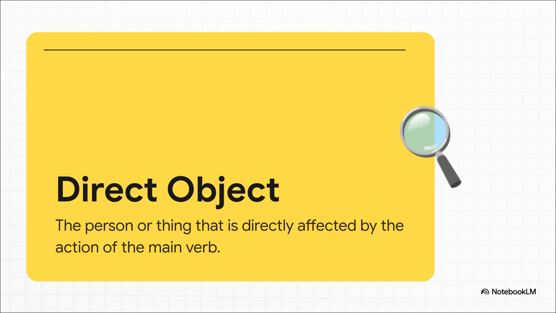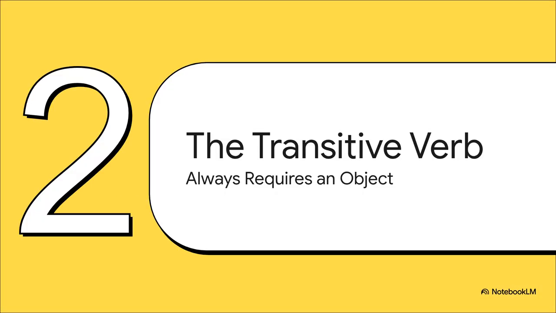So what exactly is this direct object we keep talking about? It's just the person or thing that gets the action of the verb. It's the receiver. A super easy way to find it is to just ask what or whom right after the verb. Simple as that.